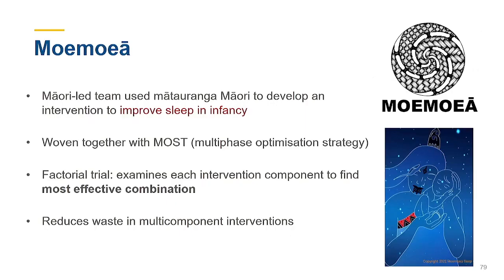So this leads me to Moemoeā, which was a Māori-led intervention trial in infants, where mātauranga Māori was used to develop an intervention to improve sleep in infancy. This was woven together with a Western science method known as MOST, the multi-phase optimization strategy. The MOST framework includes a factorial trial that examines the effectiveness of each component of an intervention to find the most effective combination of components to improve sleep. The purpose of this is to focus on the elements of an intervention that actually work, rather than wasting resources on delivering unnecessarily complex multi-component interventions.